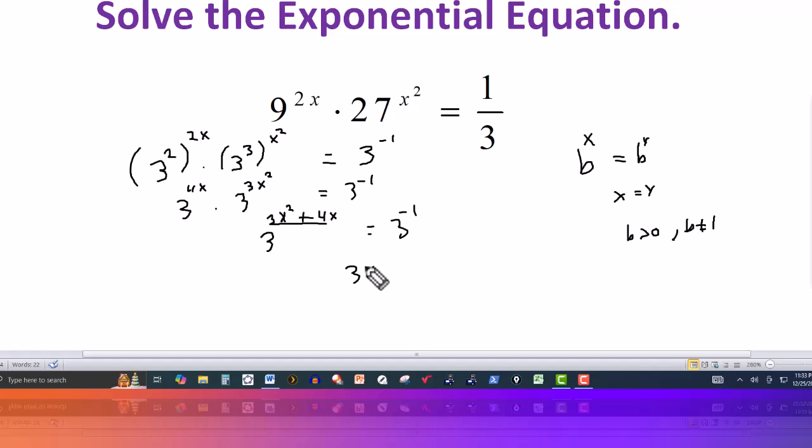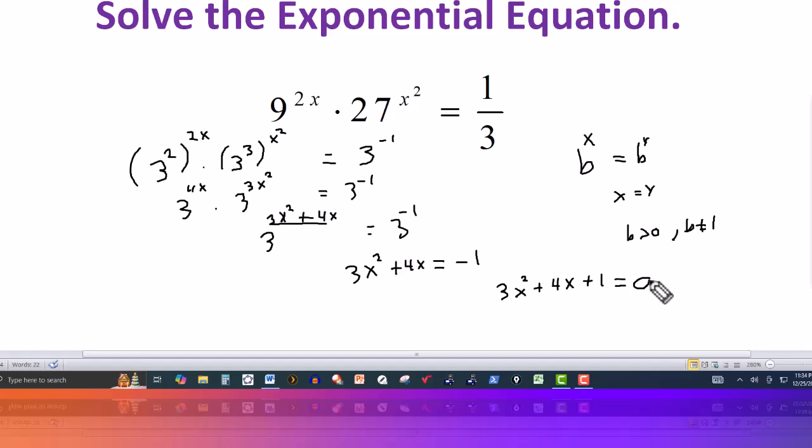I could take a slightly different approach to this, but this is one that is more common. We've got the same base on both sides, so the exponents have to be equal. So 3x squared plus 4x has to equal negative 1. That of course generates a quadratic equation, so we can solve this by factoring. We've got 3x squared plus 4x. Add 1 to both sides. Makes it a plus 1 here, 0 on the right side.